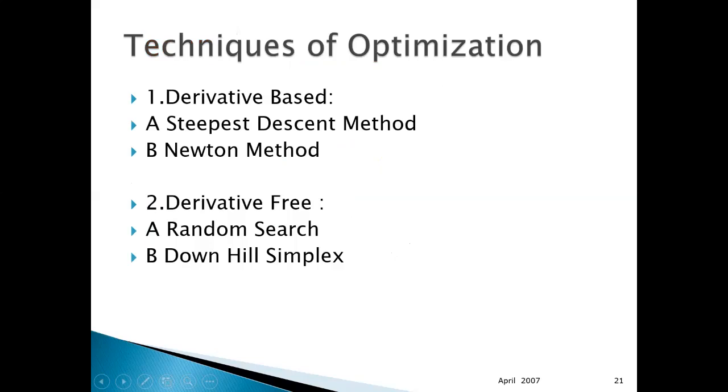For optimization, we have two basic types. One is derivative based, the other one is derivative free. In derivative based, we take derivatives. There are two subtypes, steepest descent method and Newton method. In derivative free, we have random search and downhill simplex.